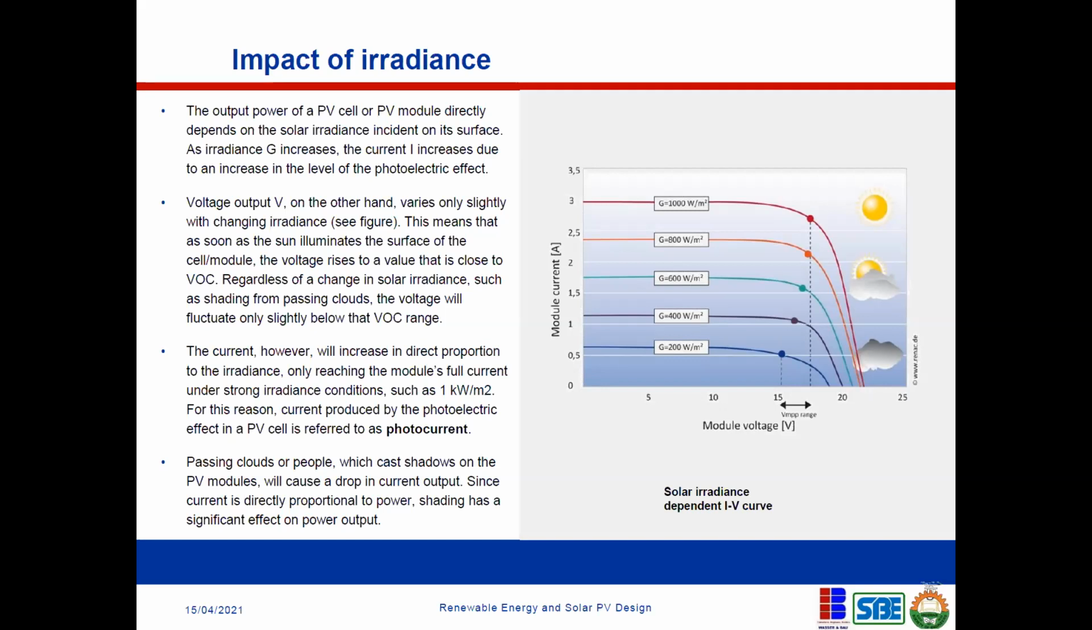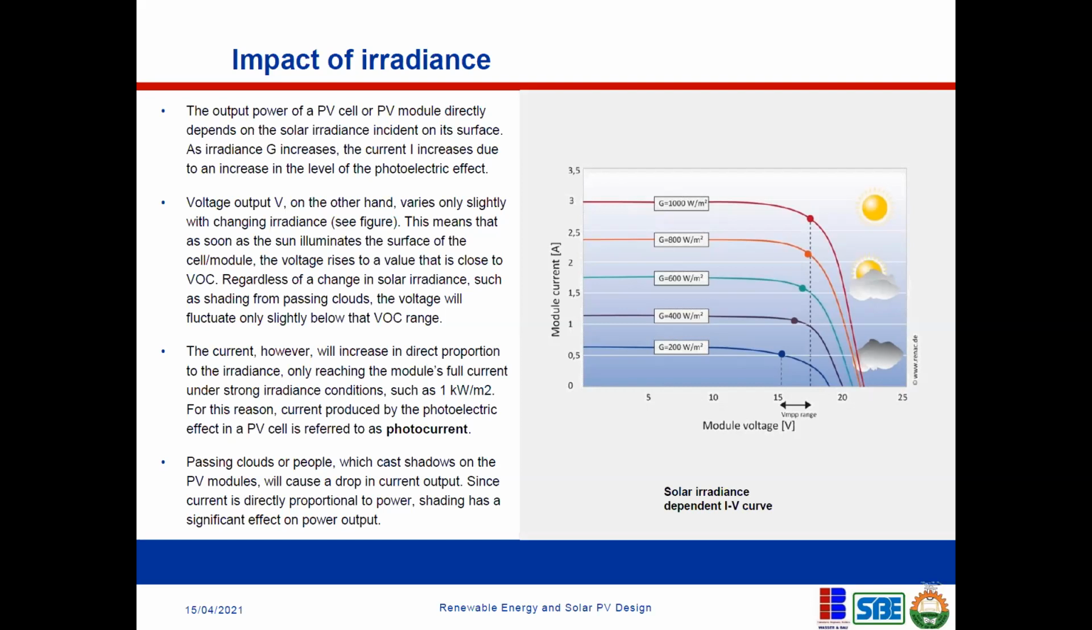Okay, so the impact of irradiance. Now, remember we've identified 3 items that affect the output of the solar system, and one of them is irradiance. So let us look at how irradiance affects the power output of a solar PV system. Now, the output power of a PV cell or PV module directly depends on the solar irradiance incident on the surface. As irradiance G, now we represent irradiance with G, increases, the current I increases due to an increase in the level of the photovoltaic effect. So if the sunlight increases, what it means is that the current increases, not the voltage. Current increases. The voltage remains almost the same.